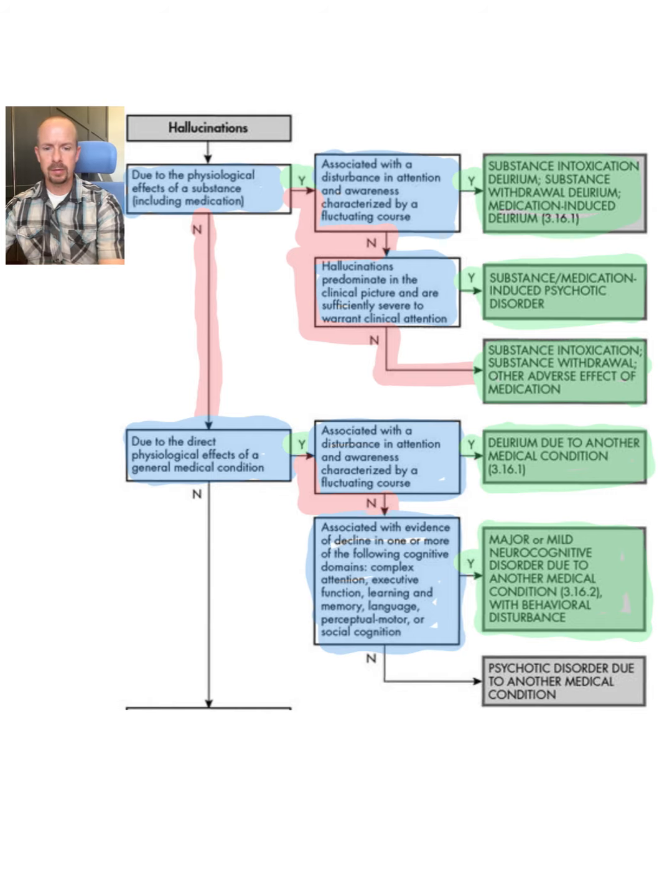And finally, if that's not the case, if there are no cognitive and awareness issues, but we're going back to the same presenting symptom, which is hallucinations, and you have a medical condition but none of these other criteria, the cognitive stuff is not there, then finally the diagnosis would be a psychotic disorder due to another general medical condition. This could be some sort of cerebral vascular accident or brain trauma or tumor or who knows what.